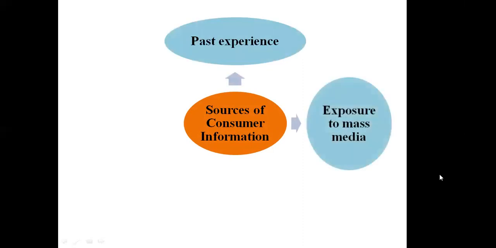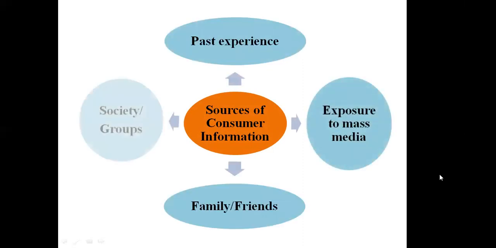So in the previous two slides, we have discussed the first step of the consumer buying process in detail. Now we will discuss the second stage of this consumer buying process, that is information search. There are four sources from where the consumer gathers information. First is the past experience of past purchases which the consumer has already made. The second is exposure to mass media. The exposure to social media like Facebook, Google, Twitter assists the consumer in gathering information about various products.